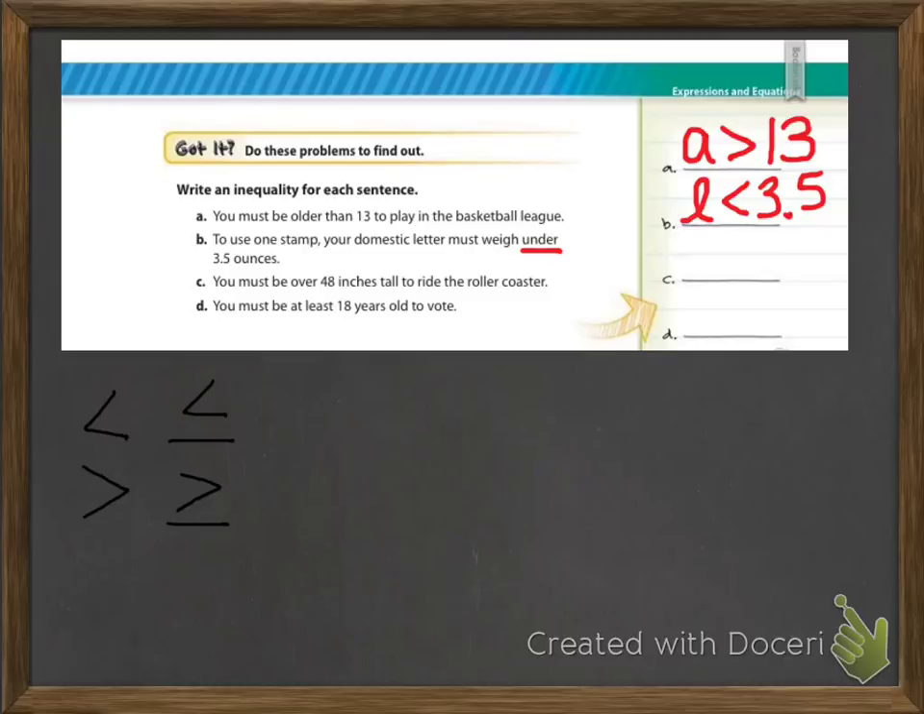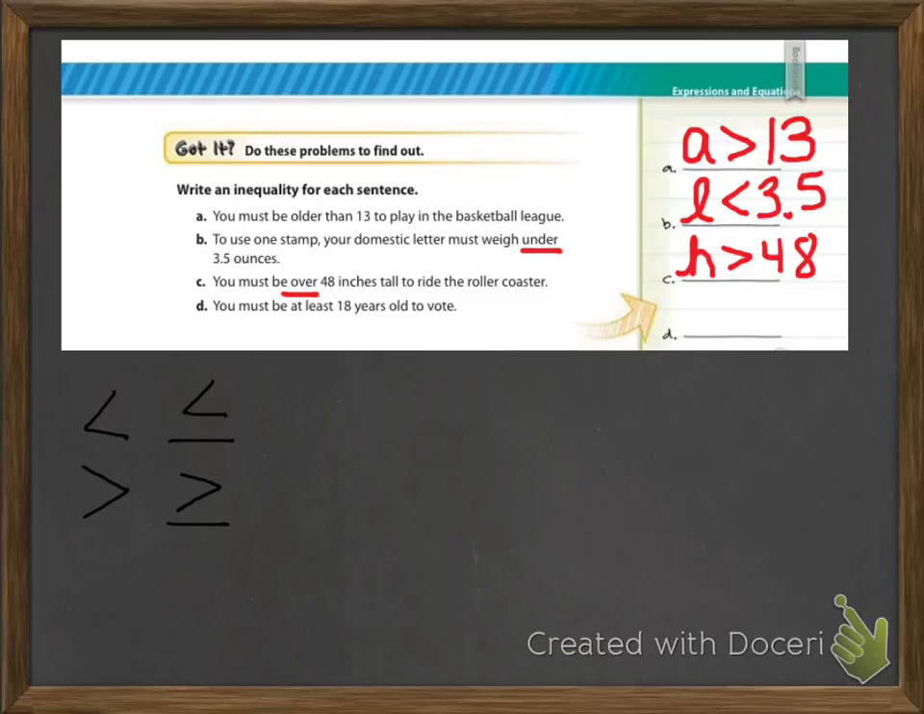Example C, you must be over 48 inches tall to ride the roller coaster. So I'm going to use the variable H for height. Now remember, you can use any variable you need here, but I'm going to go ahead and use the variable H for height, and I have to be over 48 inches tall. So my inequality is H is greater than 48. Now understand that if you are exactly 48 inches tall, according to the phrasing, you can't ride that roller coaster because you have to be taller than that.